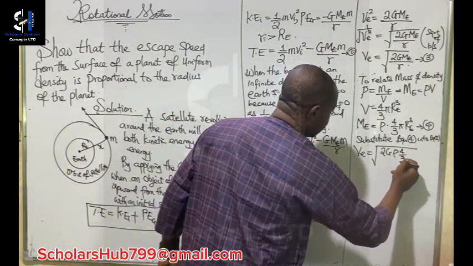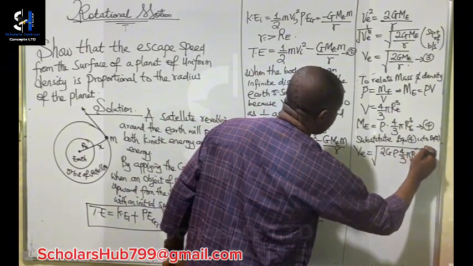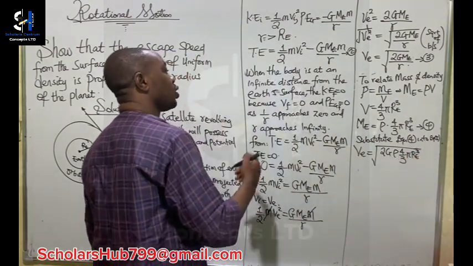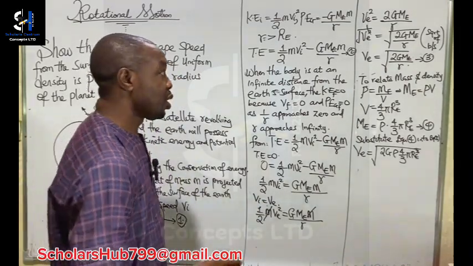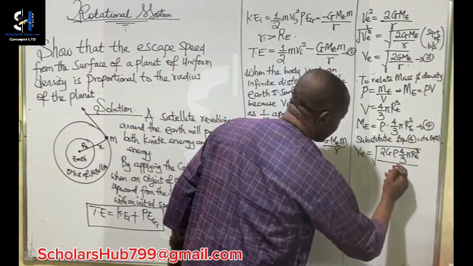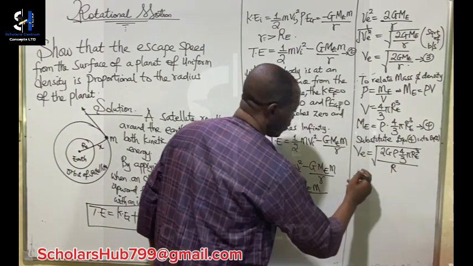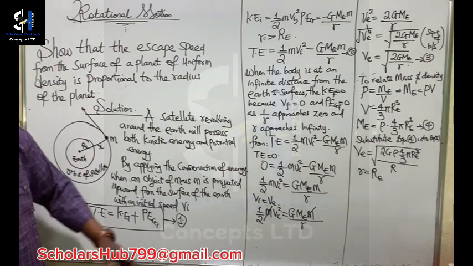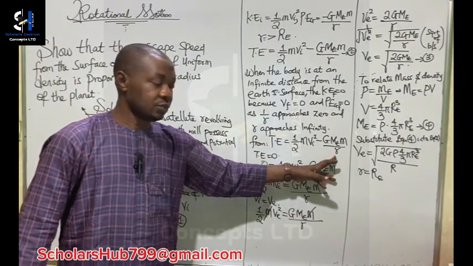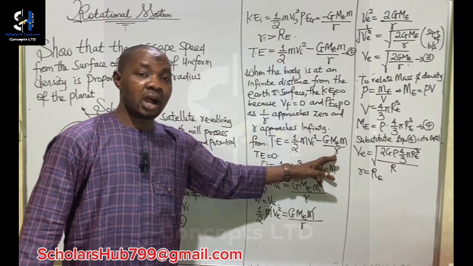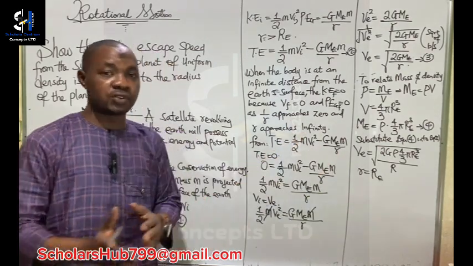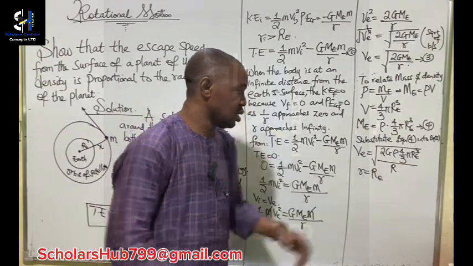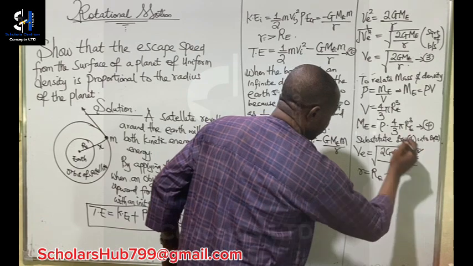density times 4/3 pi Re cubed, over r. In this case, the small r becomes the big R, because r is now equal to Re. Remember, I said in the case of gravitational potential energy, that small r is greater than the radius of the earth, but in this case it's going to be Re. So one Re cancels out from here.